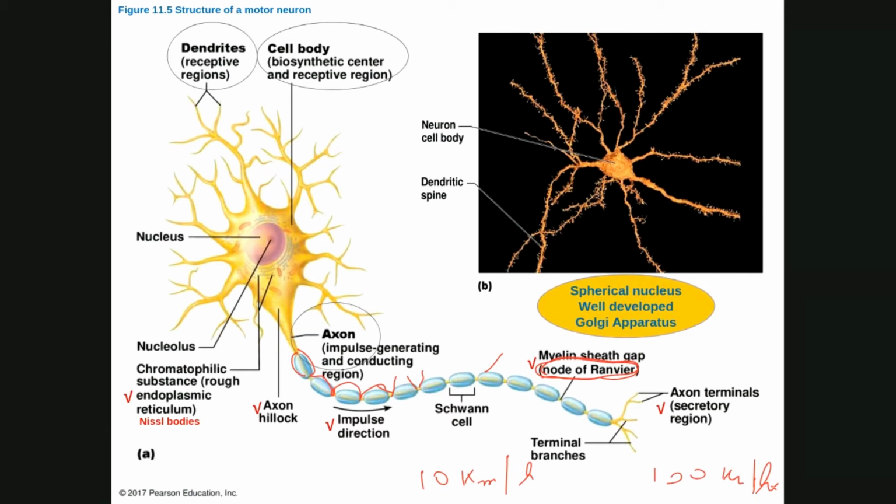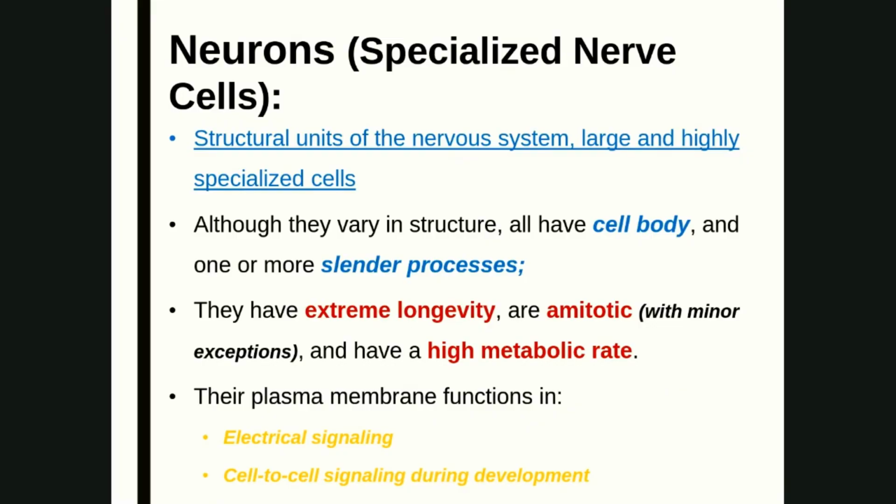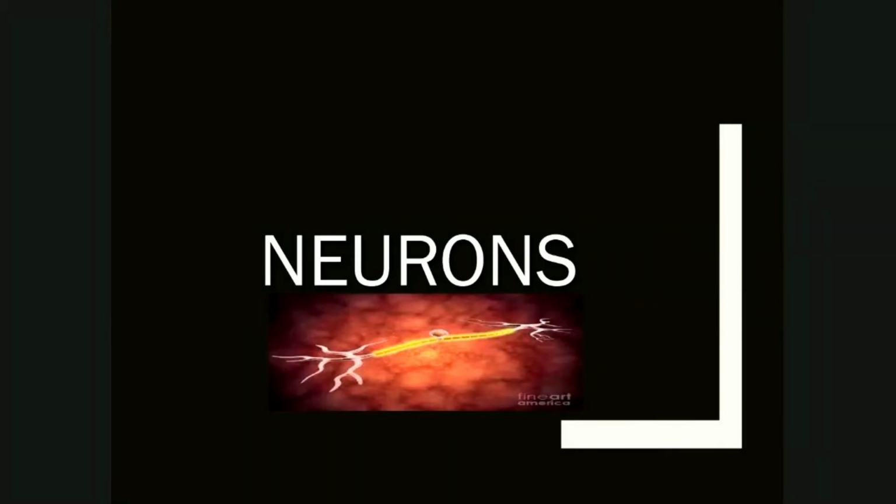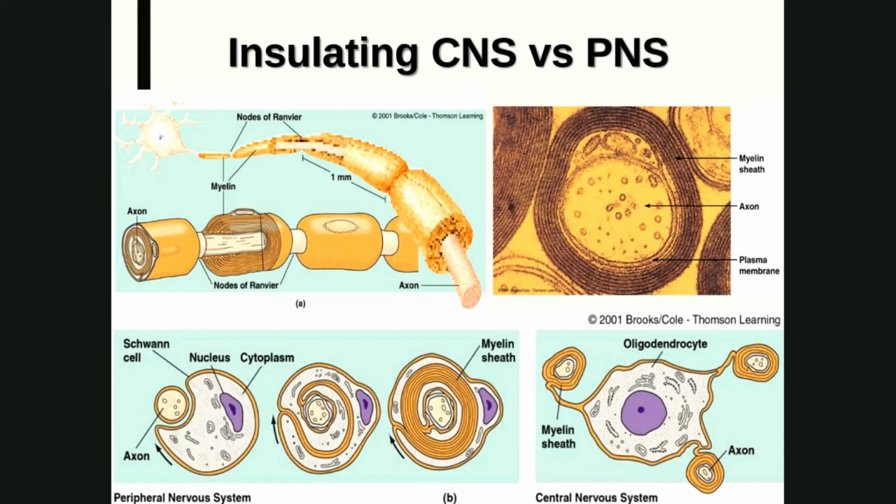So the Schwann cells are present here in between each myelin sheath. You can see this in the previous slide. Here you see this is the Schwann cell, and this is the myelin sheath. You can see these are the Schwann cells.